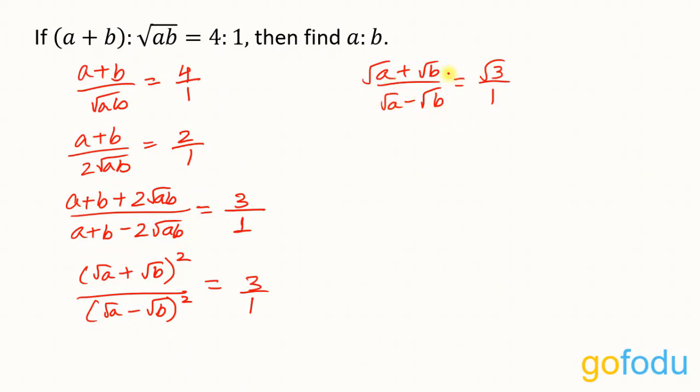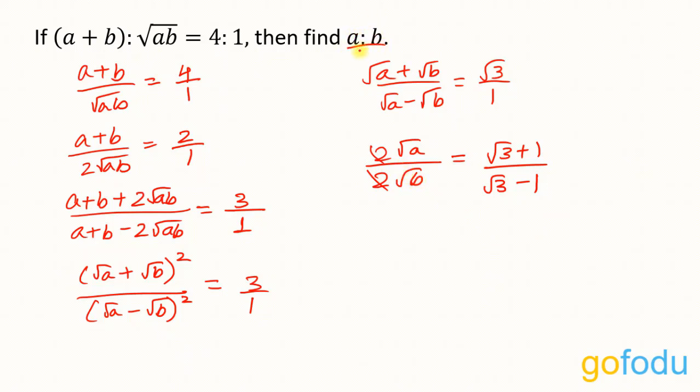We still have m plus n upon m minus n format. We can apply componendo and dividendo again. So add these numerator and denominator. This would be 2 times √a upon, subtract this denominator from the numerator, we will have 2 times √b is equal to (√3 + 1) upon (√3 − 1). 2 and 2 will get cancelled.